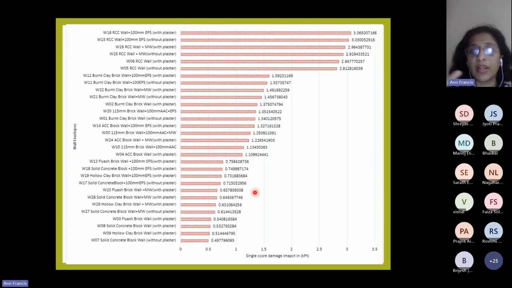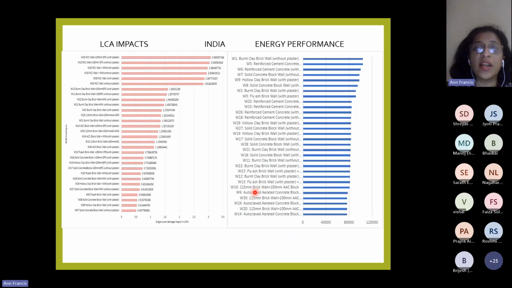So sometimes certain materials do not have that much impact on the environment in the manufacturing phase, but when we come to the energy consumption, we find that because we used a material which is not highly impacting the environment in the manufacturing phase, the energy consumption of the building went up.